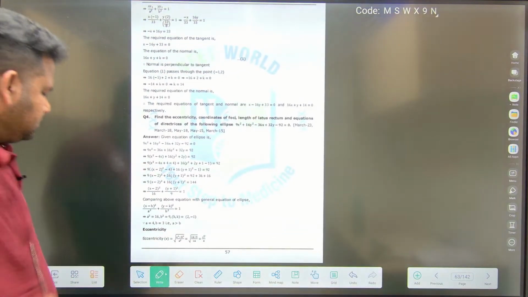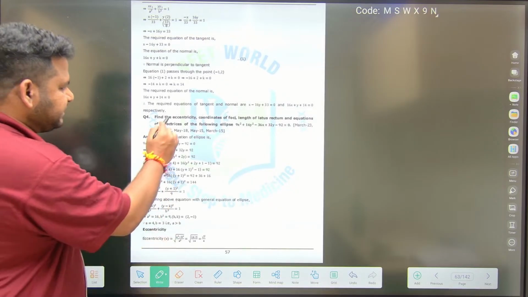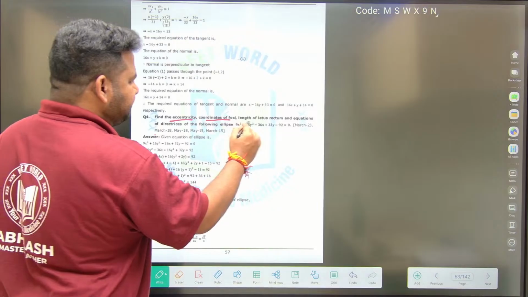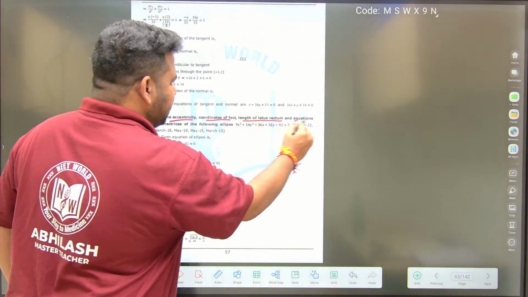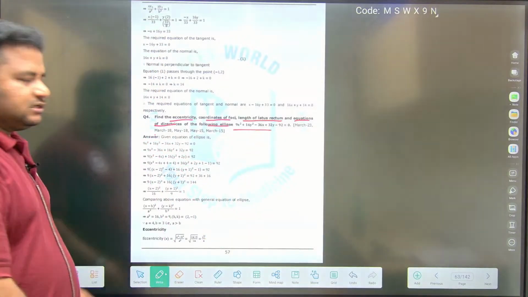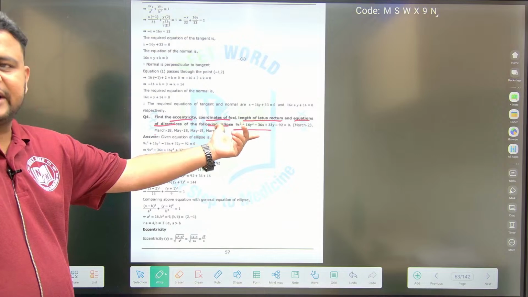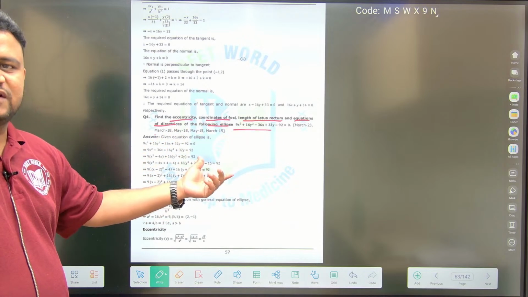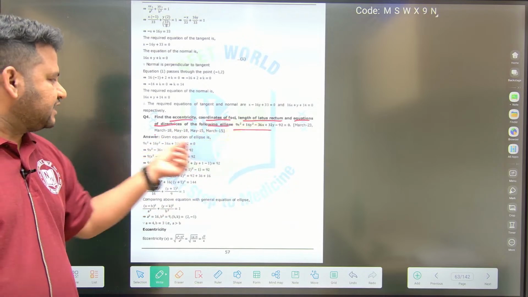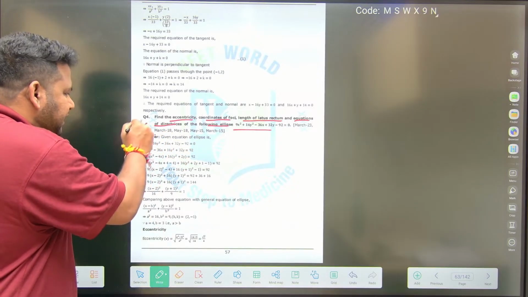So here they are asking the same thing. Find the eccentricity, coordinates of foci, length of the latus rectum, and equation of directrix of the following ellipse. Okay, this is the ellipse. Same as the previous question, but here the equation of the ellipse is given like this. That means we have to bring it to the standard form. This has been asked multiple times, many years they have asked this question, so it is highly important.